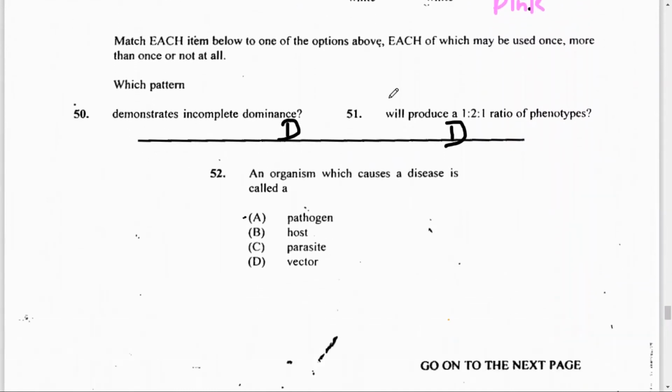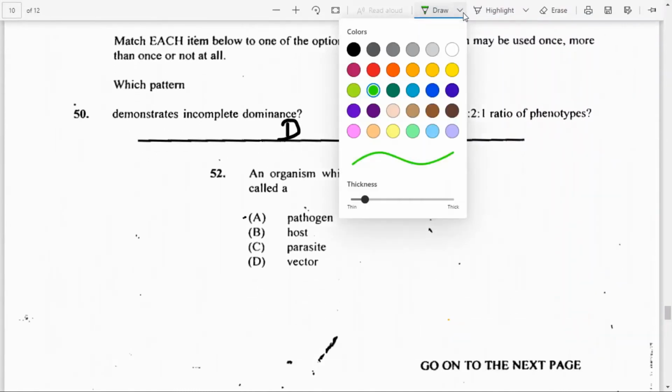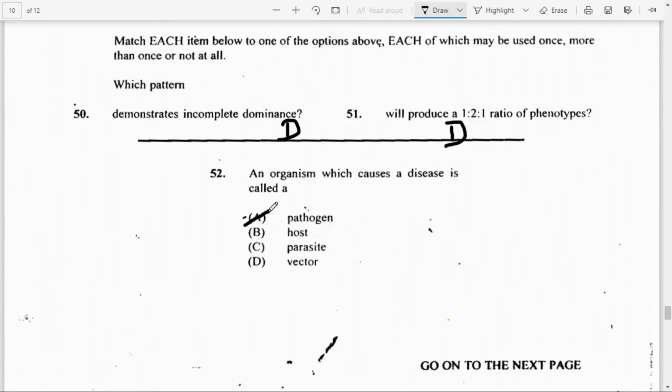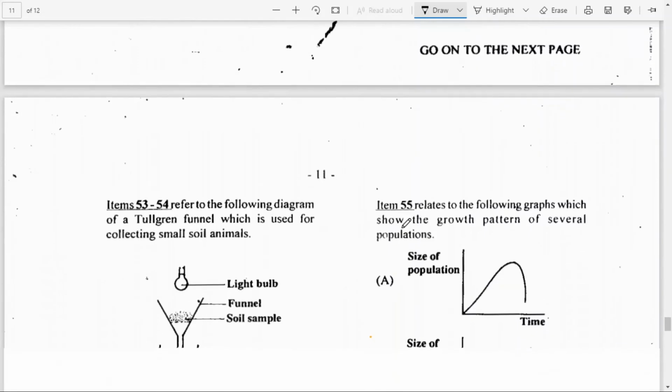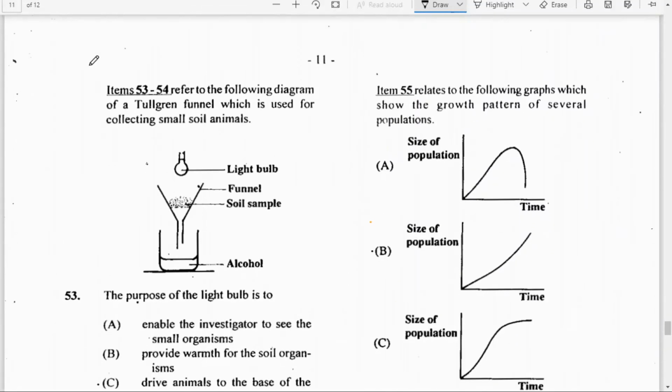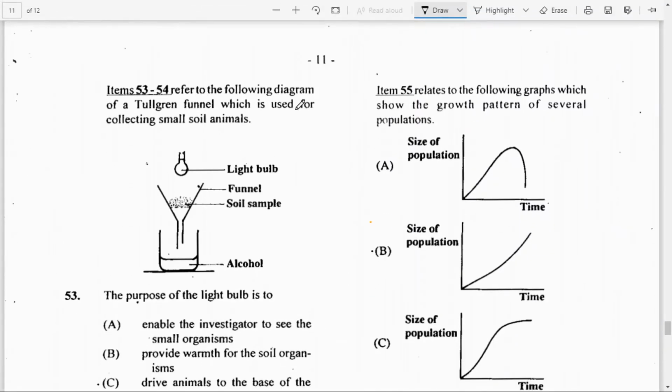Number 52. An organism which causes a disease is called what? It's called a pathogen. Okay, let's look at 53. Items 53 to 54 refer to the following diagram of a Tullgren funnel, which is used for collecting small animals. So we have the light bulb above, the funnel, the soil sample, a gauze, and some alcohol in a beaker.